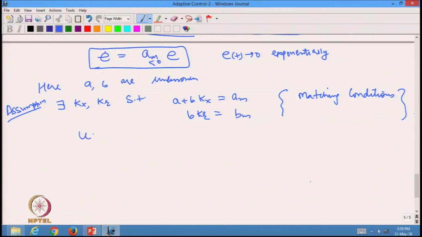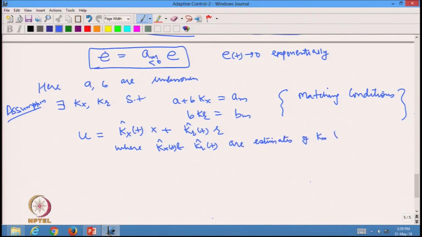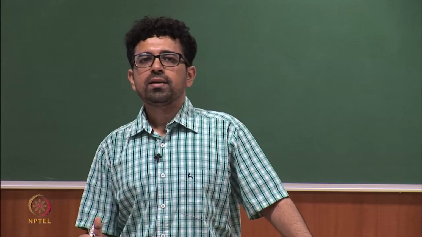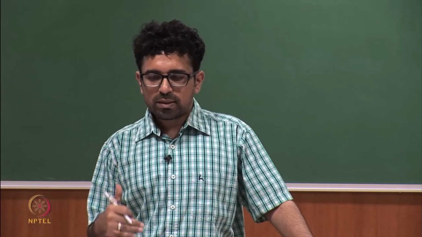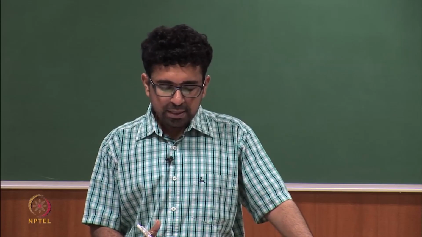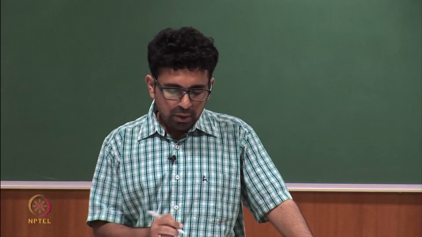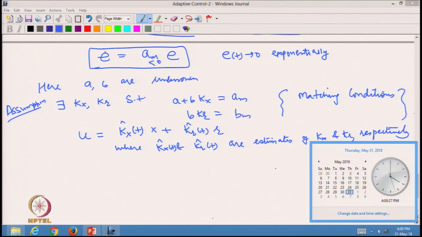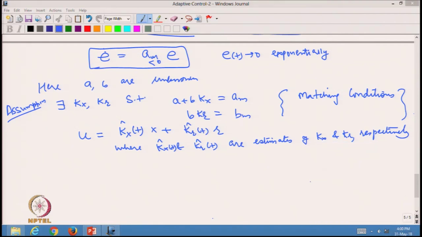So, the controller can be modified now to have k x hat x plus k r hat r, where k x hat and k r hat are estimates of k x and k r respectively. Since A and B are unknown, we cannot exactly find the values of k x and k r, but what we assume here is that there exist these k x and k r, although we cannot compute their values. What we can do is at least estimate these values. So, we modify our controller to have the estimates of these gains. So, u is k x hat x plus k r hat r.